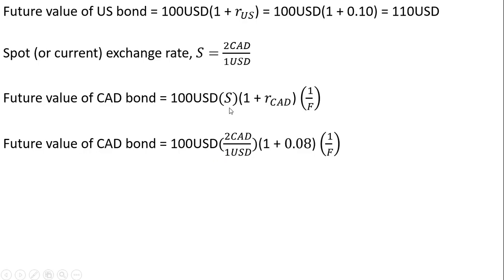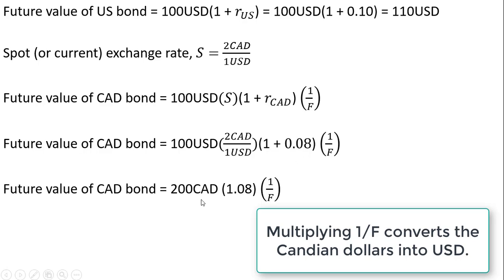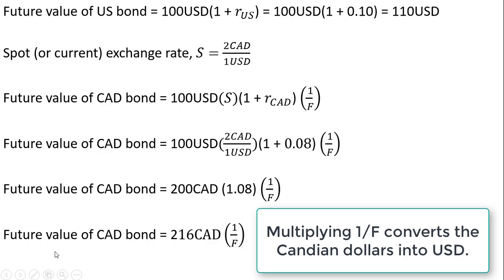So the future value of the Canadian bond, after making a substitution here for S, what is S? 2 Canadian dollars for 1 U.S. dollar. Putting in the interest rate for the Canadian bond, we're going to be solving here for F in a second. So 2 times 100 is 200, and the U.S. dollars in the numerator and denominator cancel. And then just 1 plus the interest rate. Simplifying further, the future value of the Canadian bond equals 216 Canadian dollars multiplied by 1 divided by F.